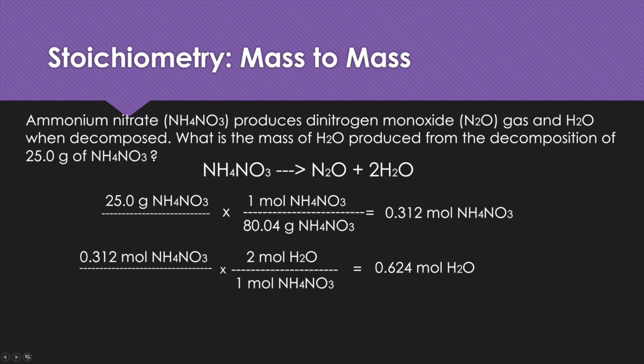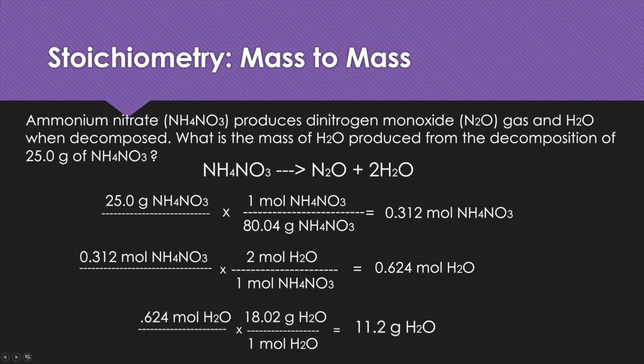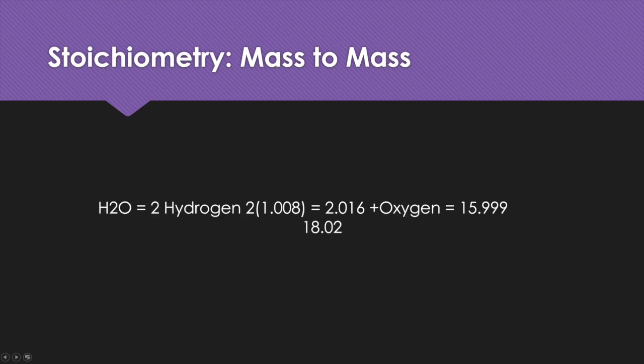Now, we are not looking for moles of H2O, we're looking for grams of H2O. So we continue on to another step. And this is our last step. You put 0.624 moles of H2O at the beginning of your equation. Now the line next to it, canceling out, moles of H2O. Then you put on top, you have to find H2O's atomic mass. So you put 2 times the hydrogen amount of AMUs plus oxygen. So your answer should be 18.02 grams of H2O.